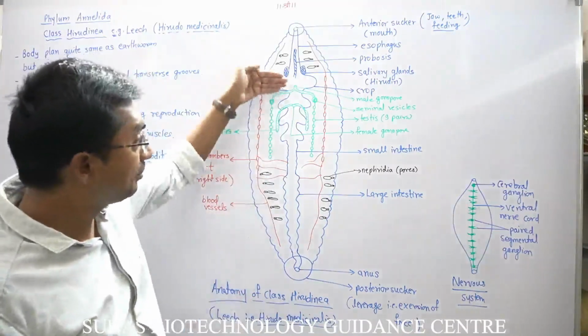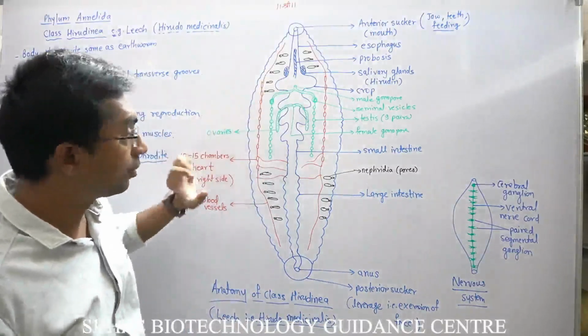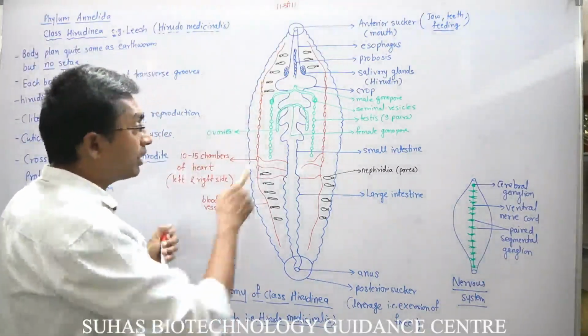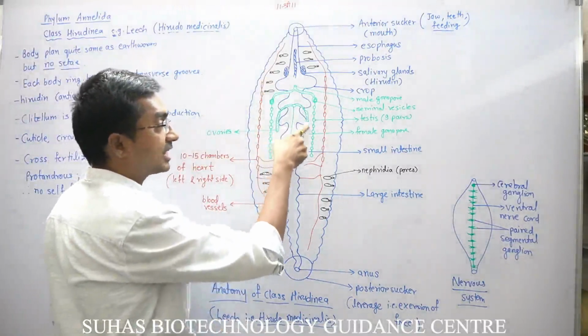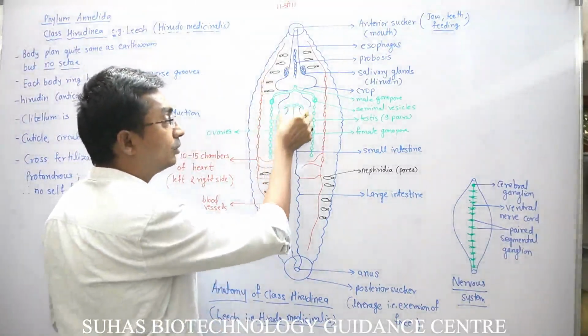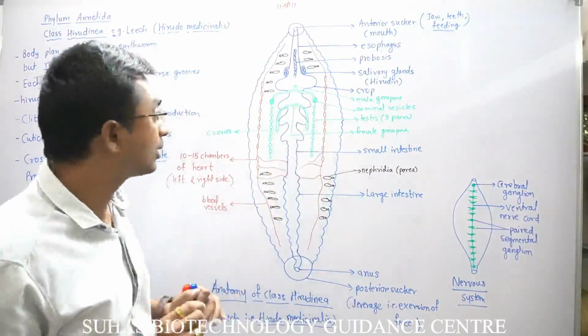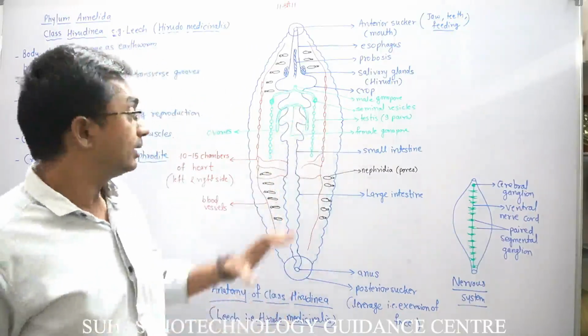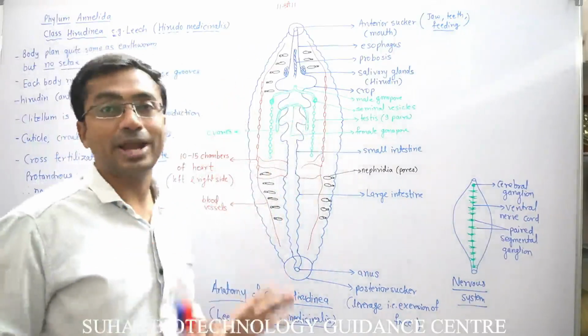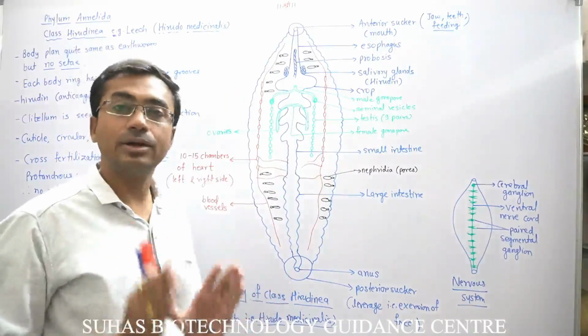Then exactly below that there is 1 pair of ovary, one on the right side and second on the left side, and both the ovaries are joined here through the oviduct, and here there is a female gonopore or female gonadopore. Now, leech is also protandrous, just like earthworm.